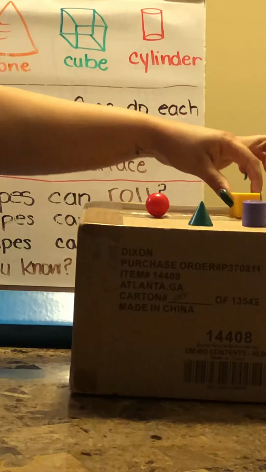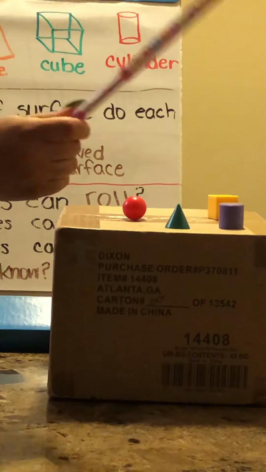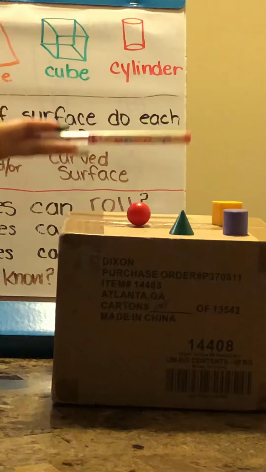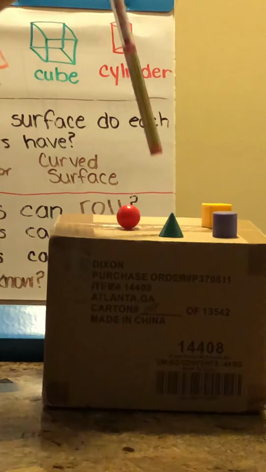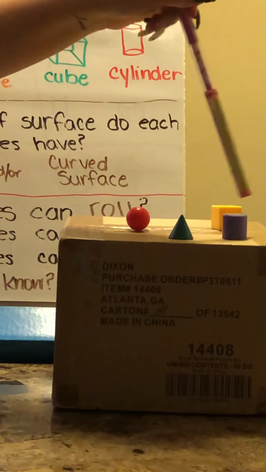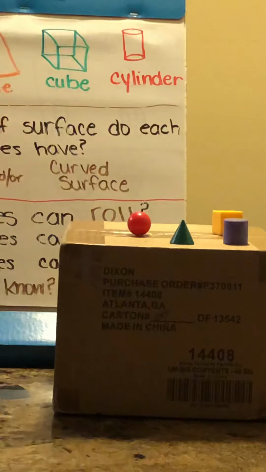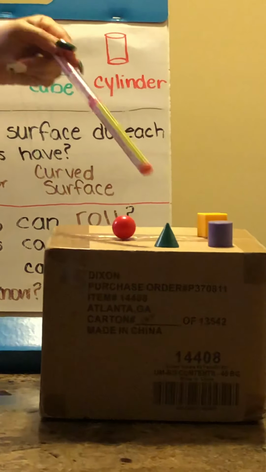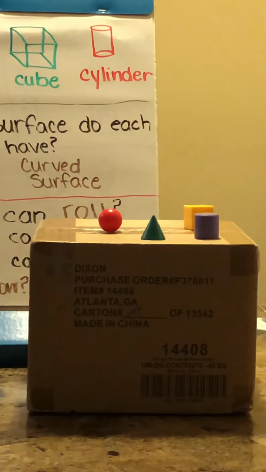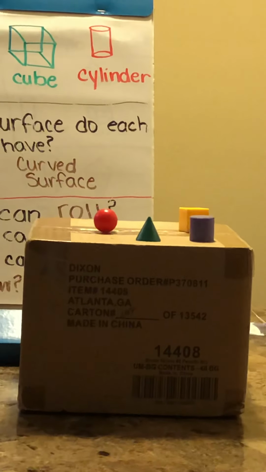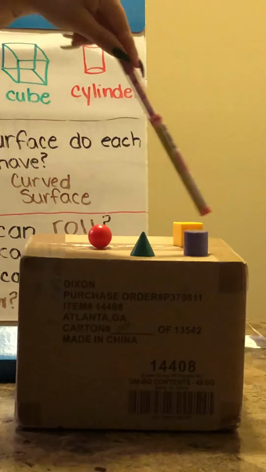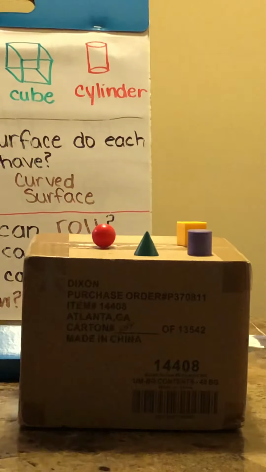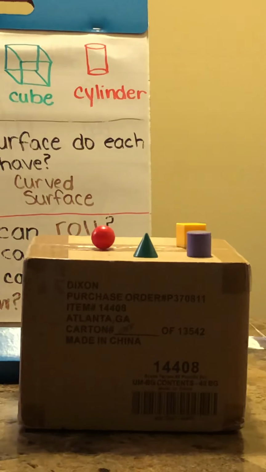And the last one is a cylinder. So when we look at the cylinder, does it have a curved surface or a flat surface? All right, the cylinder has a curved surface and a flat surface. So how are the cone and cylinder alike? All right, the cone and cylinder are alike because they both have curved surface and flat surfaces.